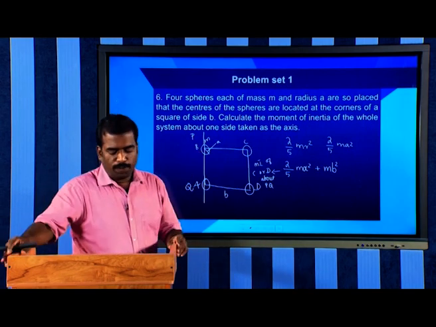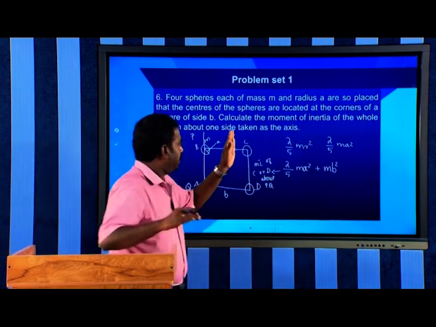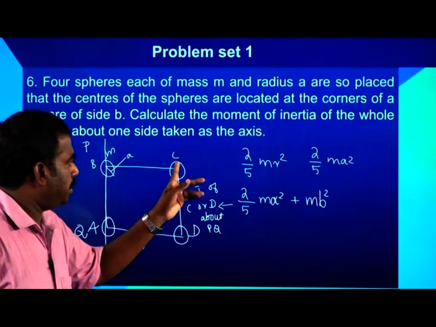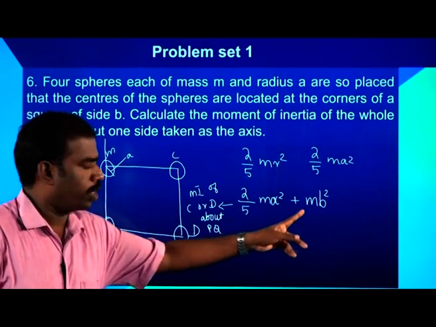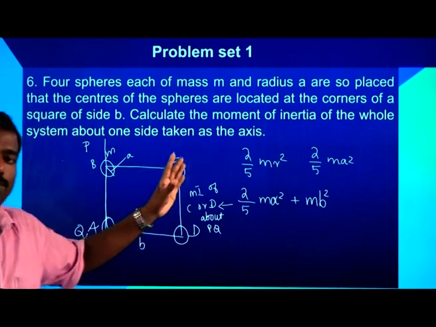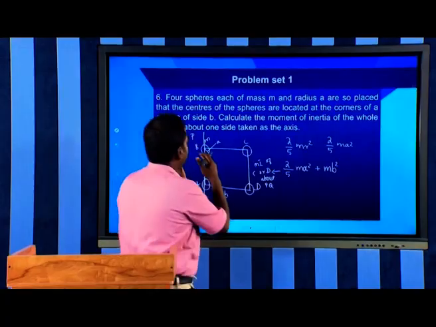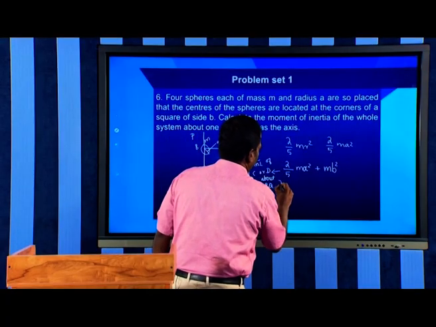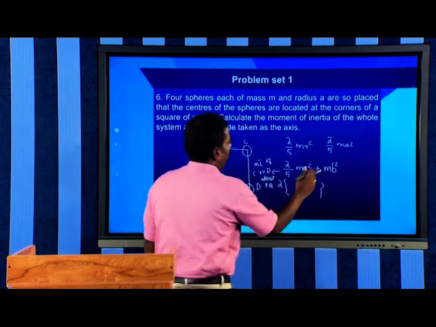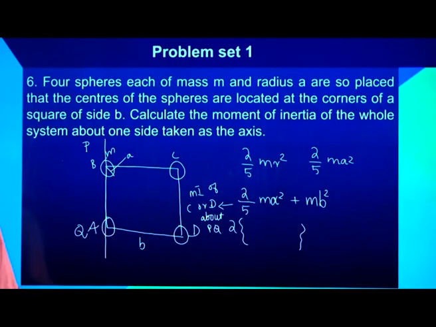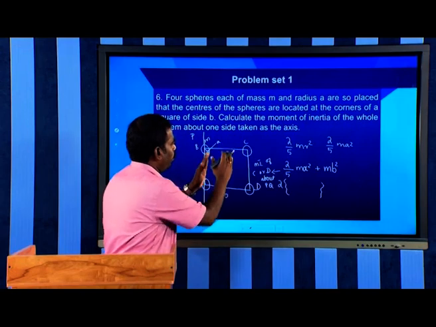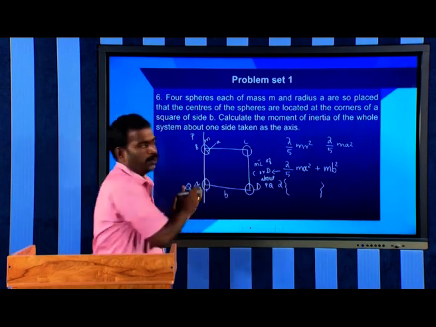The moment of inertia of both C and D about this side PQ is twice this, that is, twice 2 by 5 m a square plus m b square. So we have found the moment of inertia of C and D about PQ.